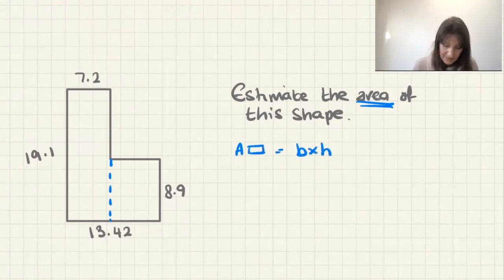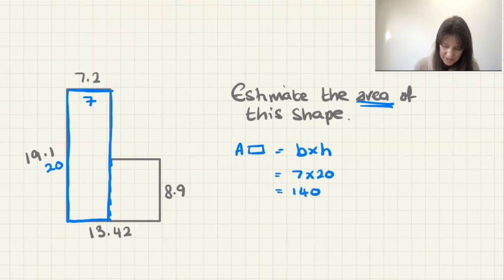I also know that the area of a rectangle is base times height. So over here, I have got 7.2, which is going to be 7. Here, I have got 19.2, sorry, which is going to become 20. So this first rectangle, and I will actually just show the whole thing so you can see what I'm talking about. This rectangle is going to be 7 times 20, which is 140.